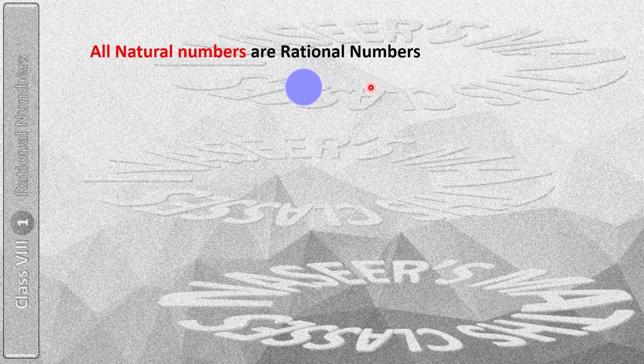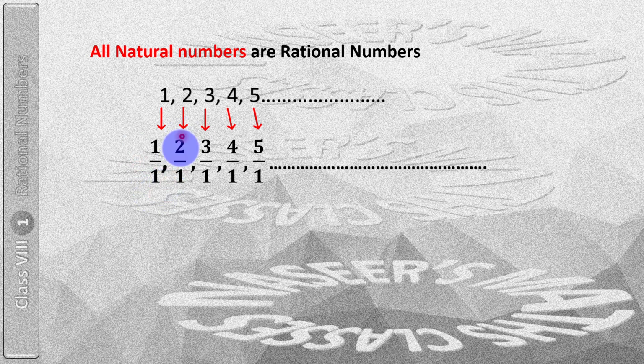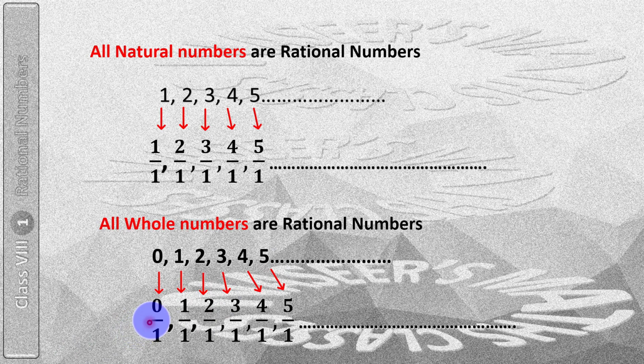So all natural numbers are also rational numbers, because natural numbers 1, 2, 3, 4, 5 and so on can be written in the form of 1 by 1, 2 by 1, 3 by 1, 4 by 1, 5 by 1. Here the denominator is not equal to 0. That's why all natural numbers are also rational numbers, and all whole numbers are also rational numbers. Why? Because the whole numbers 0, 1, 2, 3, 4, 5 and so on can also be written in p by q form as 0 by 1, 1 by 1, 2 by 1, 3 by 1, 4 by 1 and 5 by 1 and so on.